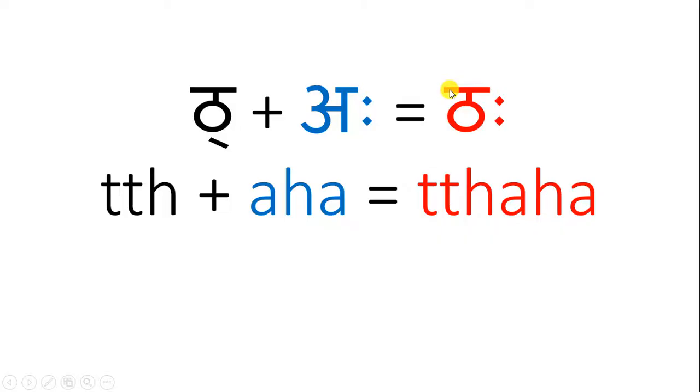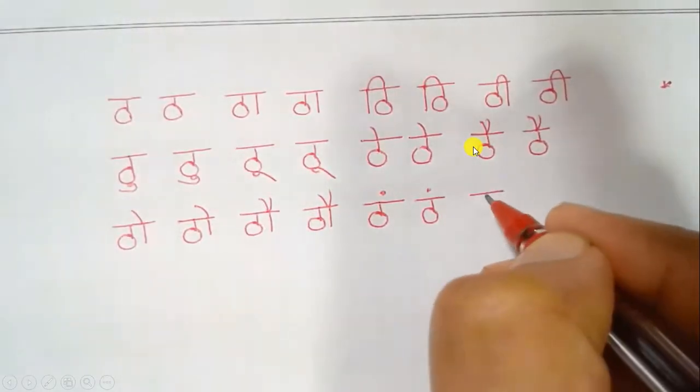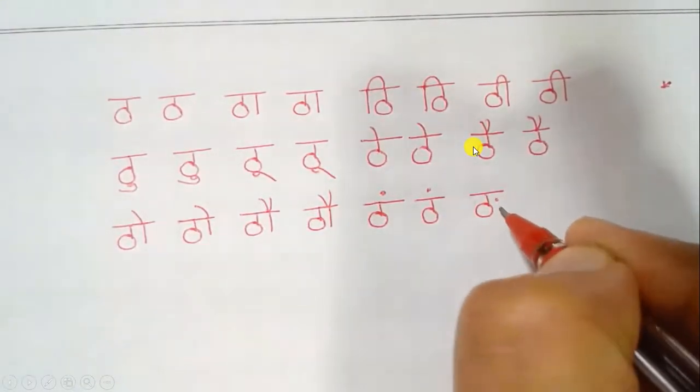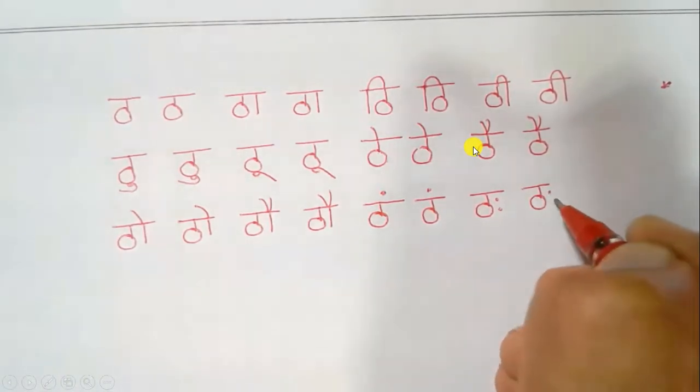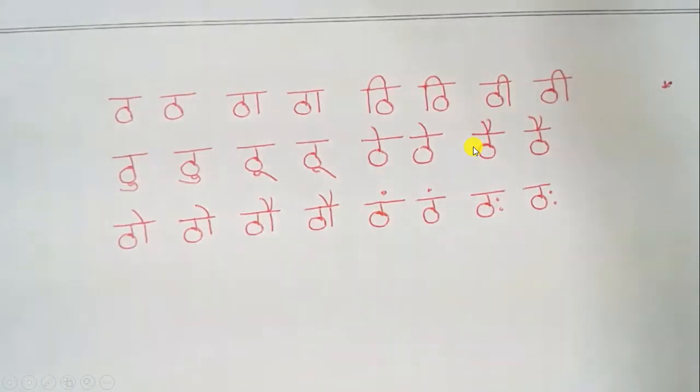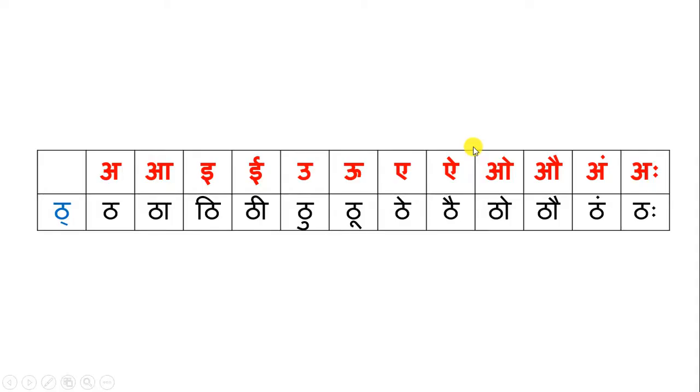Okay, and the last sound is tha, and we get this sound tha when we add Th to Aha. Th plus Aha equal to tha, and tha is written like this. Okay, so those are the sounds of Th.